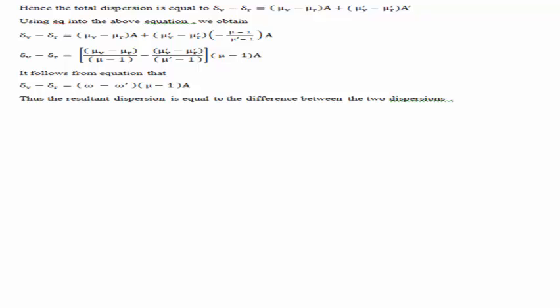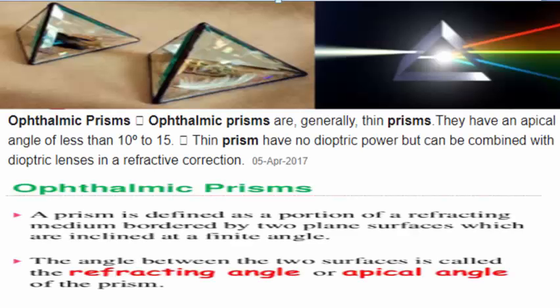Thus, the resultant dispersion is equal to the difference between the two dispersions. Ophthalmic prisms. Ophthalmic prisms are generally thin prisms. They have an apical angle of less than 10 to 15 degrees. Thin prisms have no dioptric power but can be combined with dioptric lenses in a refractive correction.